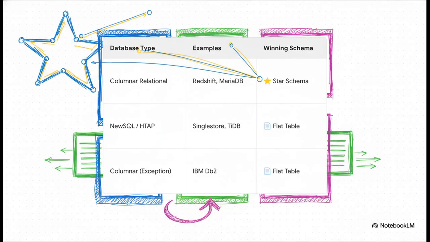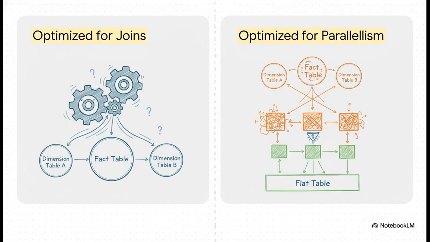Okay, now check this out, because this is where the hard data comes in. The researchers tested both schemas on two major types of databases. On your traditional columnar relational databases, think Amazon Redshift or MariaDB, the star schema was the clear winner. But on the NewSQL or hybrid systems like SingleStore and TDB, the flat table just crushed it. And here's the twist. Even within the same category, you had exceptions, like IBM DB2, a columnar database that actually preferred the flat table.